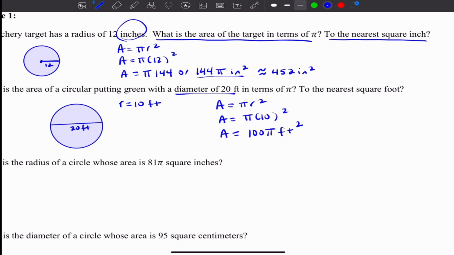Okay, so that's in terms of pi. Now what we're going to do is multiply the 100 and the pi. So 100 times pi. And that is approximately, since we're going to round to the nearest square foot, that, again, just like before, we're rounding to the nearest whole number here. It's approximately 314 square feet.